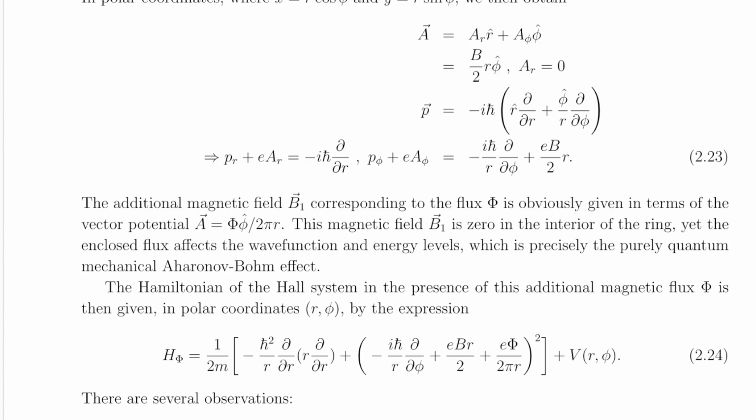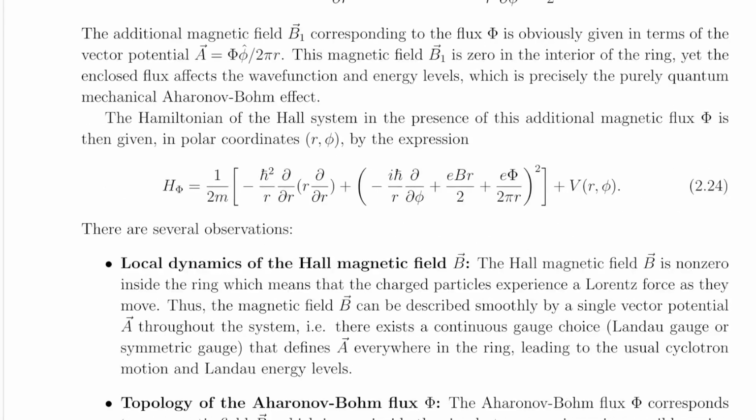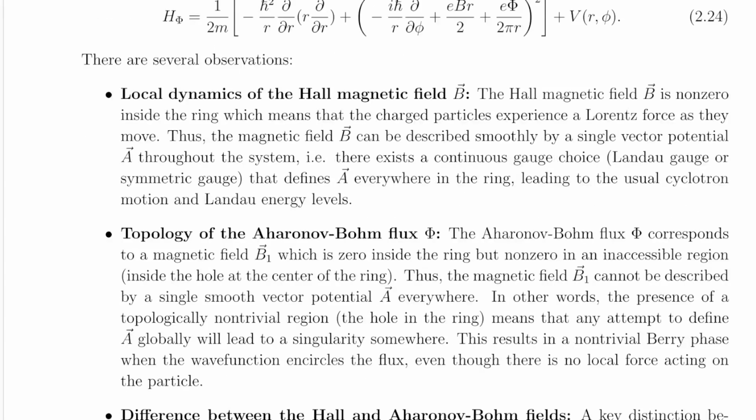Several important observations follow. First, the Hall magnetic field is non-zero inside the ring. Charged particles feel a Lorentz force, leading to cyclotron motion and the usual Landau levels. The magnetic field can be described smoothly by a single vector potential everywhere.